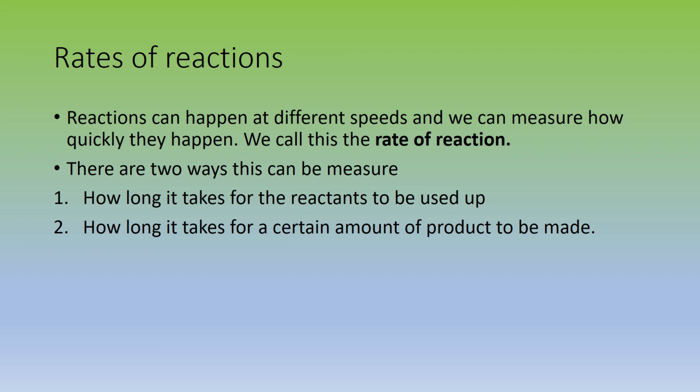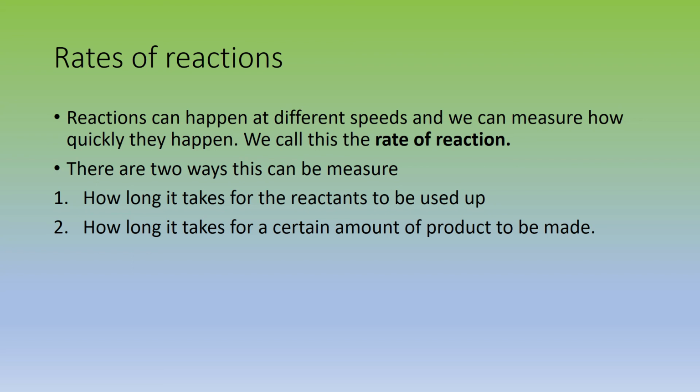The last topic that we're going to talk about is this idea of rates of reaction. Now, reactions happen at different speeds. Some are much faster than others, but we can measure how quickly they happen. We call this rate of reaction. So we can increase the rate of reaction, we can make it faster, and sometimes we can make it slower as well. Okay, so rate of reaction, how fast is our reaction happening?